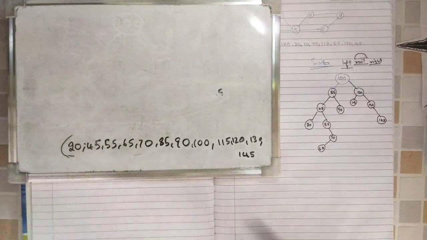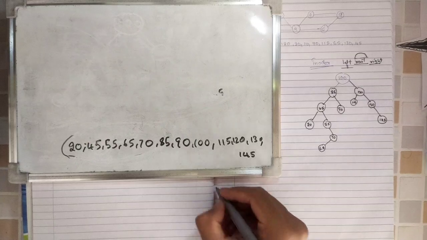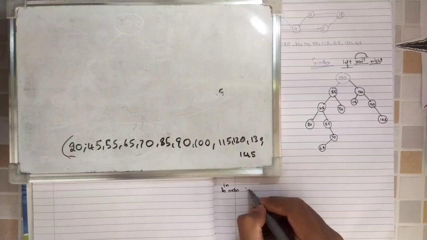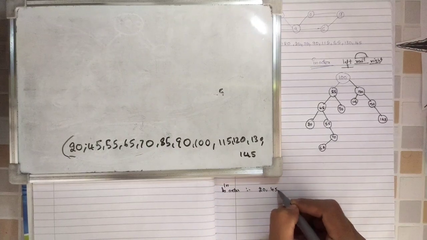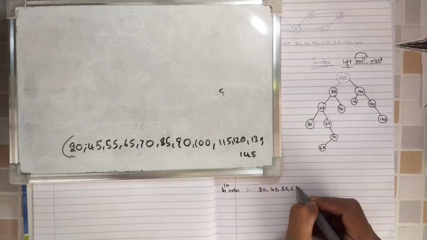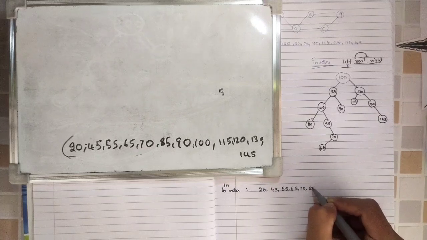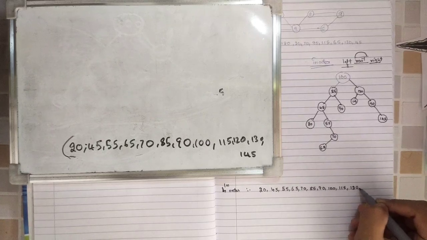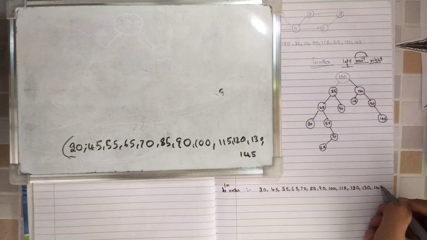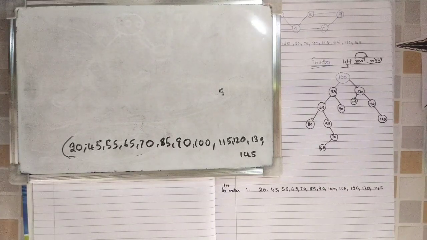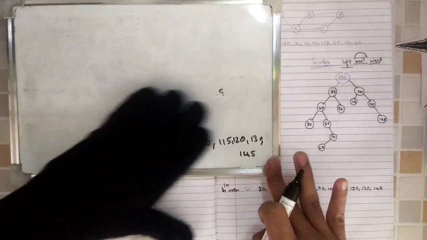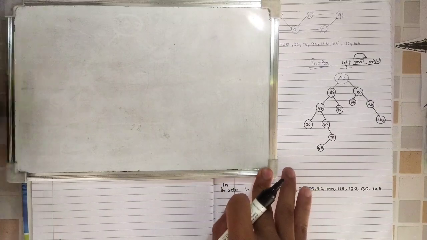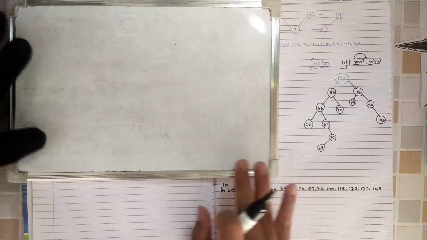So let me write the in order value here. So in order: 20, 45, 55, 65, 70, 85, 90, 100, 115, 120, 130, 145. Okay, so this was my in order traversal for the given tree. You also try to solve once and let me know in the comment whether it is right or wrong. If it is wrong, I will try to check it. I don't think it will be wrong.